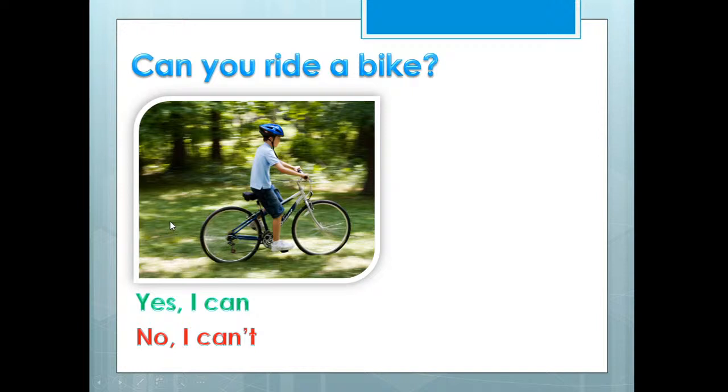Here on the picture, there's a little boy riding a bike. If you can ride a bike just like this boy, you can answer me, yes, I can. If you can't ride a bike, you can answer me, no, I can't. So let's do this question on the chat. Let's go. So guys, can you ride a bike?